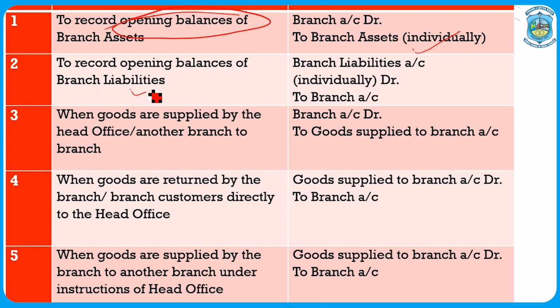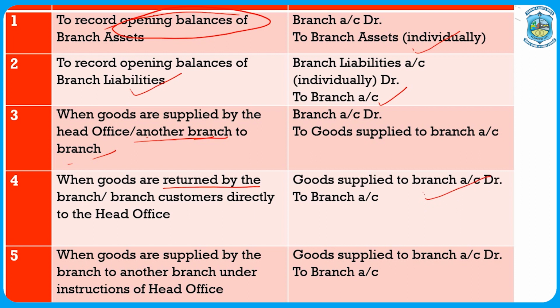Then to record the opening balance of branch liabilities, the entry that is being passed is branch liability account debit to branch account. Then when the goods are being supplied by the head office or another branch to this particular branch, the entry is branch account debit to goods supplied to branch account. Here the individual branch is the receiver of the goods that are being supplied by the head office or any other branch. Then when goods are being returned by this particular branch or by the branch customers directly to the head office, this particular entry is passed. The entry is goods supplied to branch account debit to branch account.